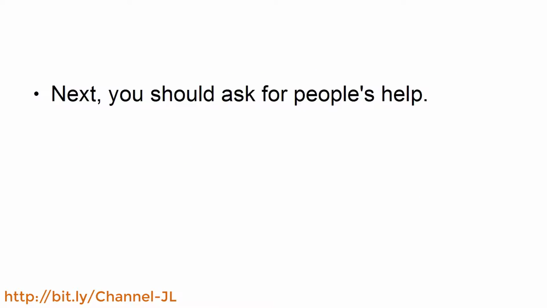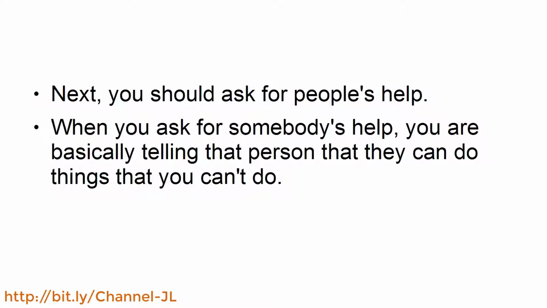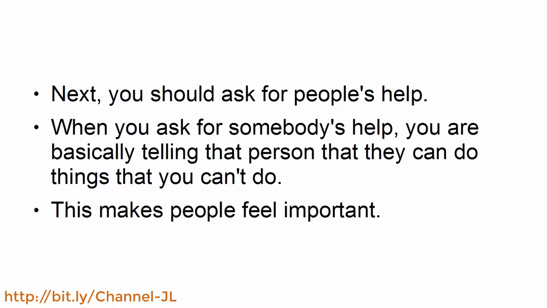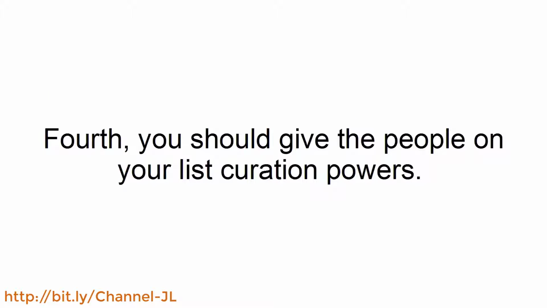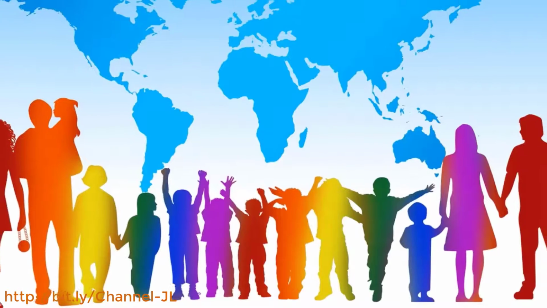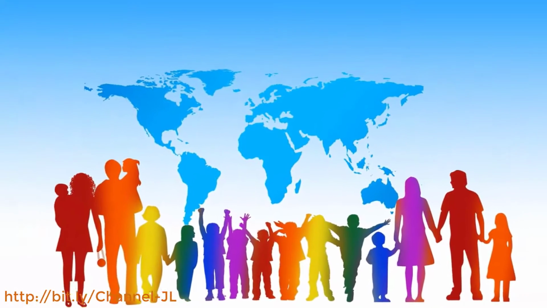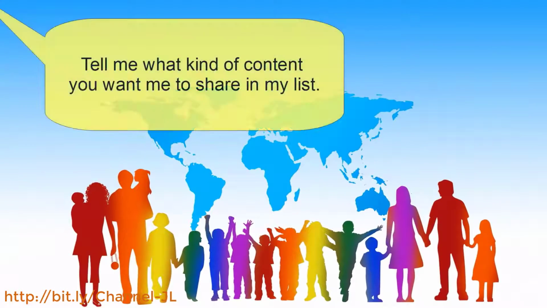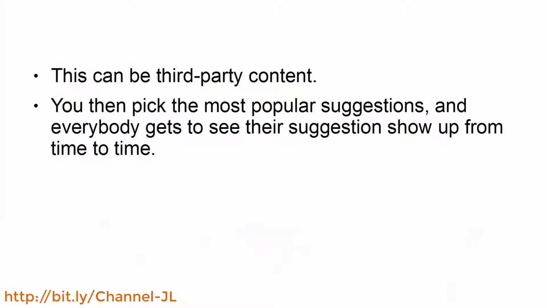Next, you should ask for people's help. When you ask for somebody's help, you are basically telling that person that they can do things that you can't do. This makes people feel important. Fourth, you should give the people on your list curation powers. This is a form of crowdsourcing. Basically, you're telling people, tell me what kind of content you want me to share in my list. This can be third-party content. You then pick the most popular suggestions, and everybody gets to see their suggestion show up from time to time.